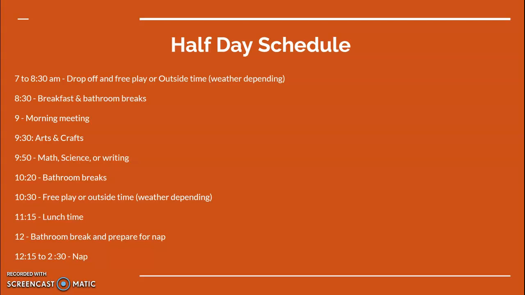10:20 is bathroom breaks. 10:30 is free play or outside time, again, weather depending. 11:15 is lunchtime. 12 is bathroom breaks and prepare for nap, and 12:15 to 2:30 is nap time. And nap time can be fluctuated depending on how many children are sleeping and so on and so forth. You don't want to have kids laying around if they're not sleeping.